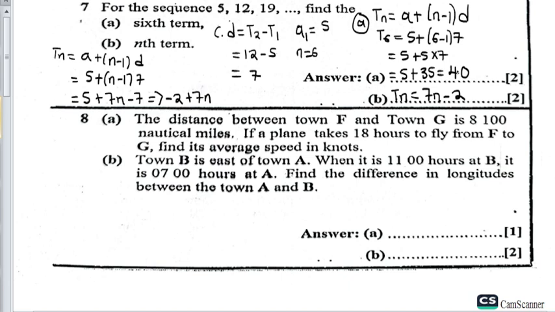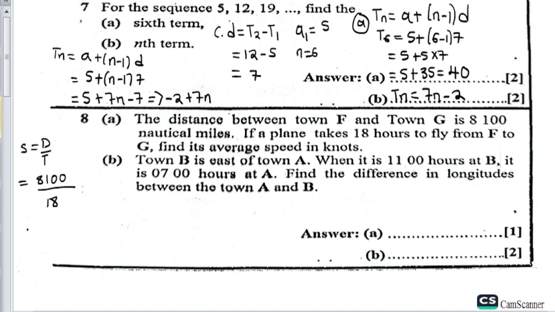We have question 8. The distance between town F and G is 8100 nautical miles. If a plane takes 18 hours to fly from F to G, find its average speed in knots. Note that they can ask you to find the average speed in knots or in kilometers per hour. If our distance is in nautical miles, then the average speed will be in knots. They want us to find speed, where we know that speed is equal to distance over time. Our distance is 8100, divided by the total time, which is 18.